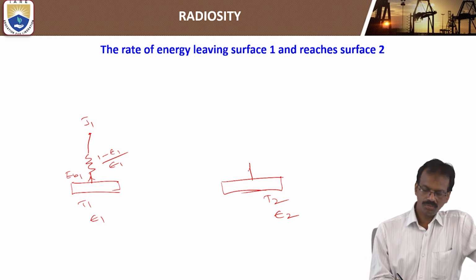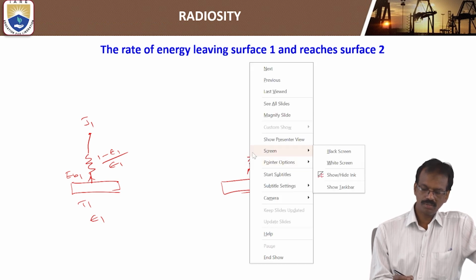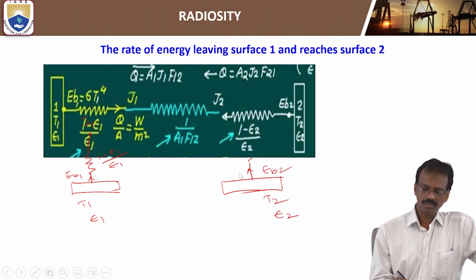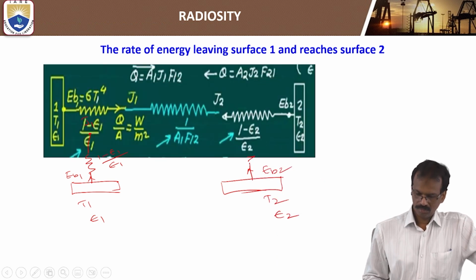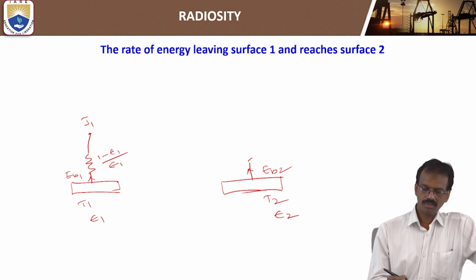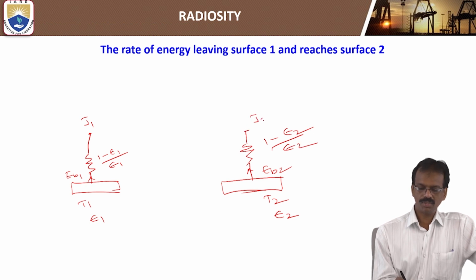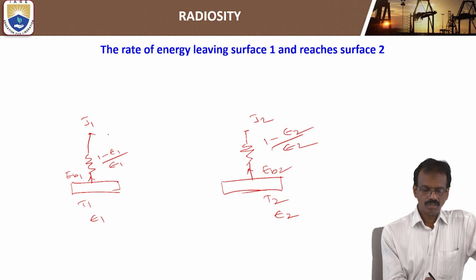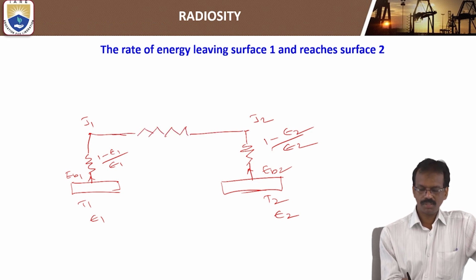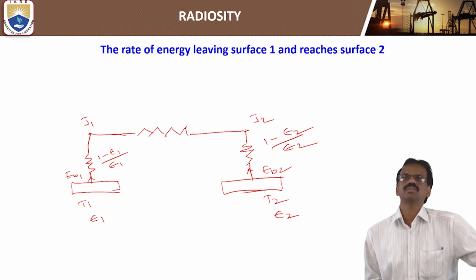Here also we have the emitting energy EB2, and we will see the surface resistance. This is the surface resistance, 1 minus epsilon 2 by epsilon 2. Then we get the radiosity 2. Then we will see the space resistance, which is called the space resistance between radiosity 1 and radiosity 2.